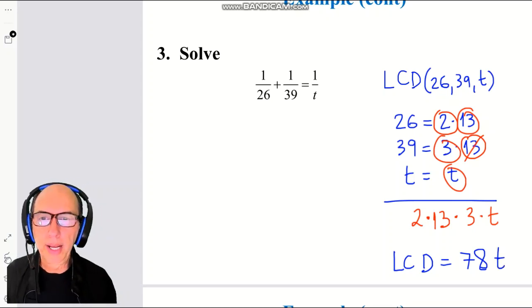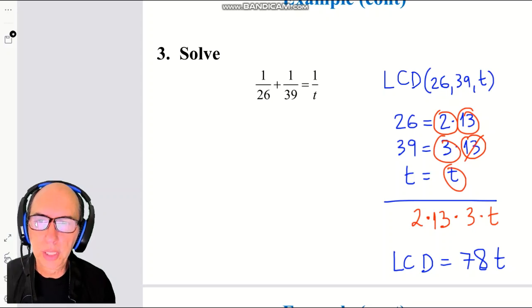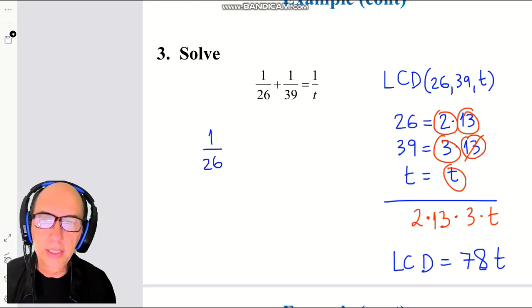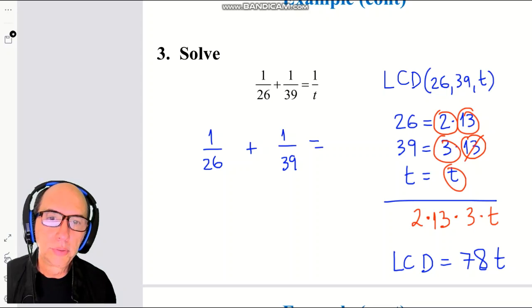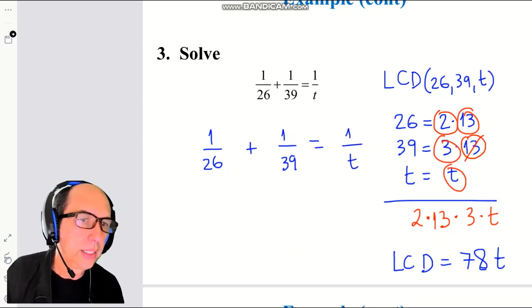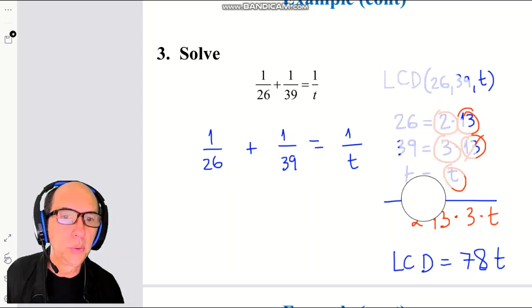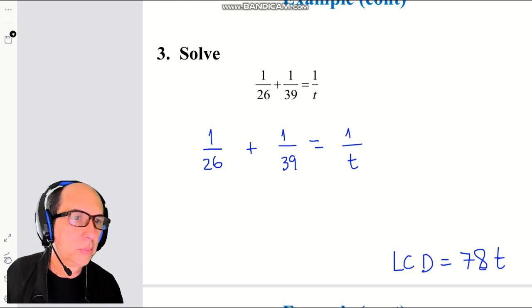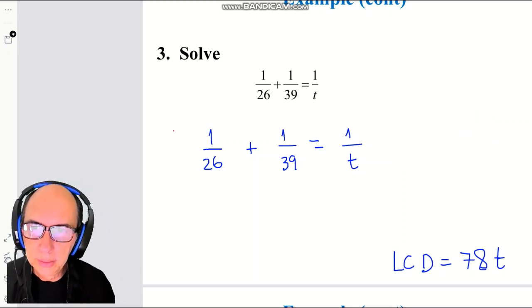Now multiply each one of these fractions, 1 over 26 plus 1 over 39 equals 1 over t, by the least common denominator, right? Let me erase all this. We already know that the least common denominator is 78t. So multiply each one by 78t.